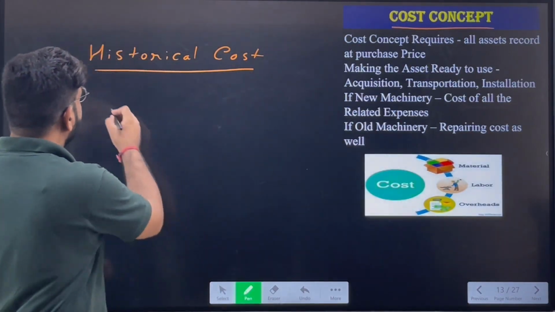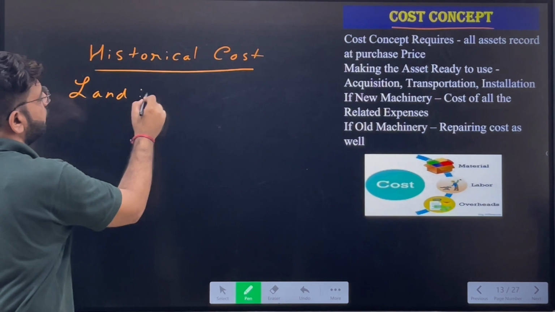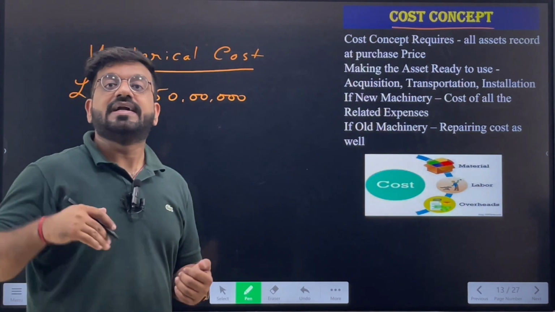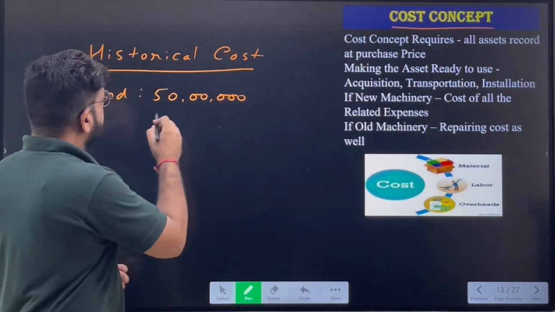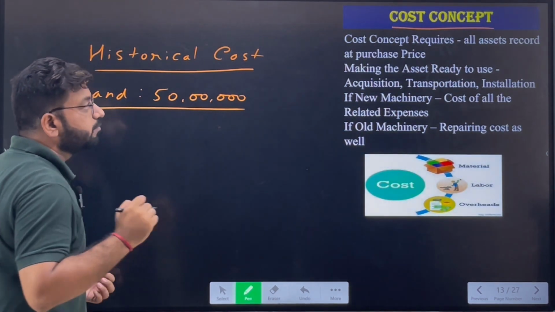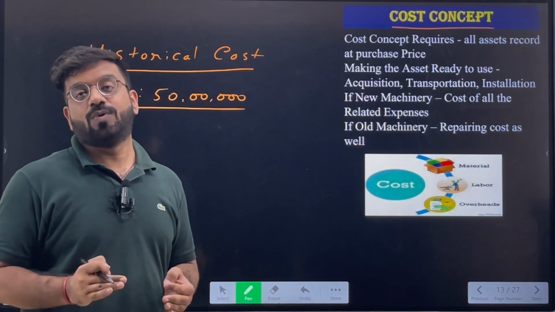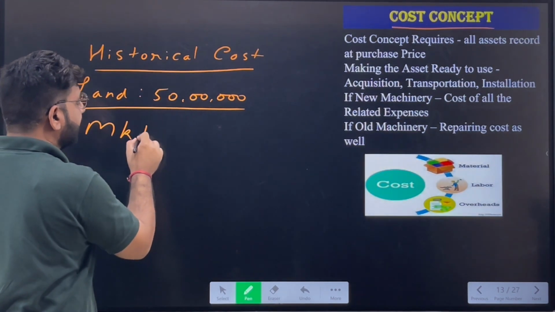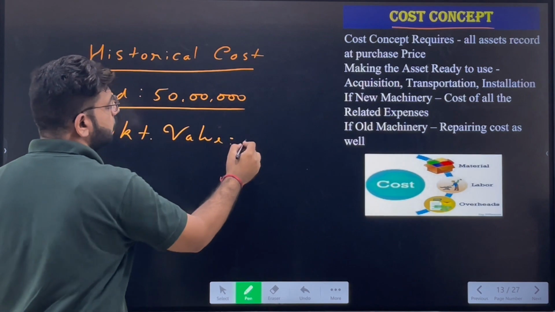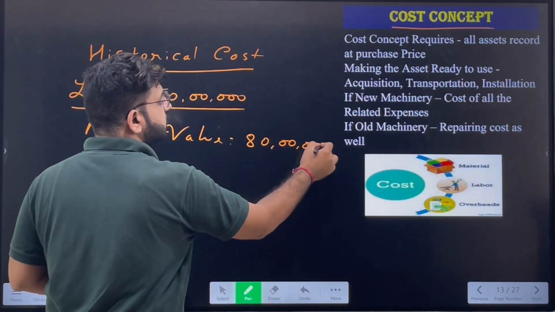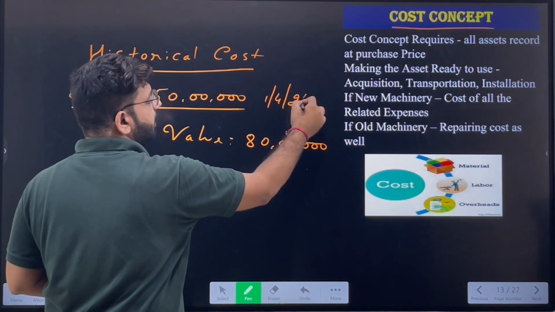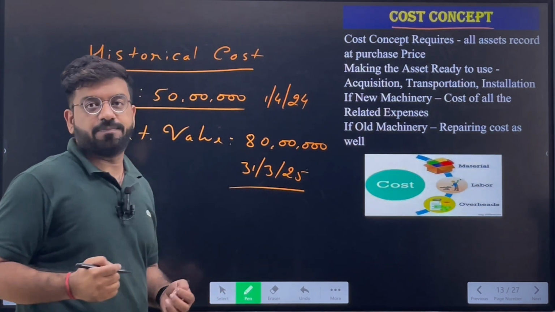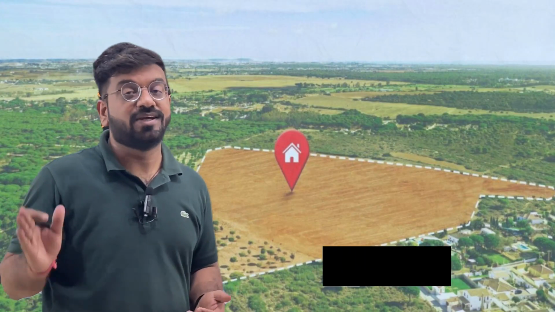For example, I purchased a land for rupees 50 lakhs. Now, the land's value obviously keeps on increasing with the passage of time. But the accounting books should only record the 50 lakhs. That is, if this was the cost of the land, and in today's time the market value of the same land has become, suppose, 80 lakhs. This land was purchased on 1st April 2024 and today it is 31st March 2025. In 1 year's time, the land's value has increased from 50 lakhs to 80 lakhs.